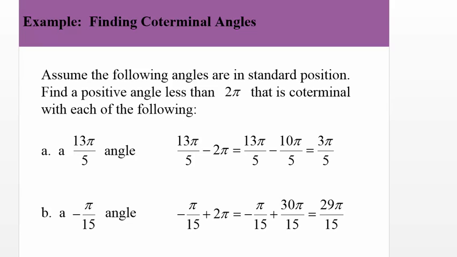Again, it says assume these in radians are in standard position. Find a positive angle less than 2 pi that is coterminal with each of the following. So 13 pi over 5, if you subtract 2 pi, notice they made a common denominator there of 5 with 2 pi. They got 3 pi over 5 radians. Negative pi over 15, they added 2 pi, got a common denominator of 15, put a 1 under the 2 pi there, and got 29 pi over 15, which is just less than 2 pi, isn't it? Because 30 pi over 15 would be 2 pi, so interesting there.